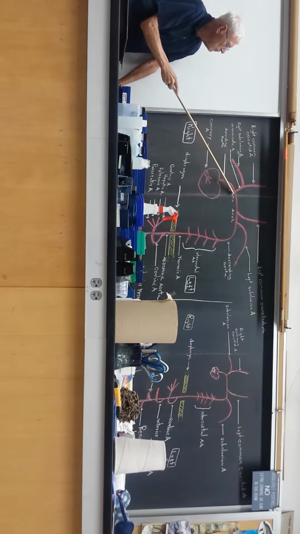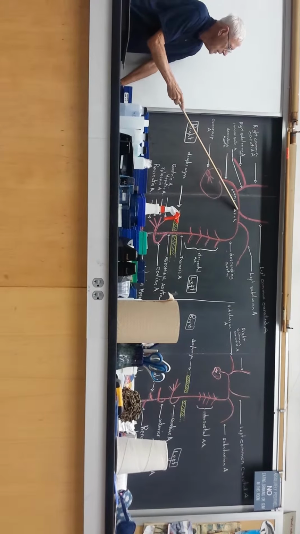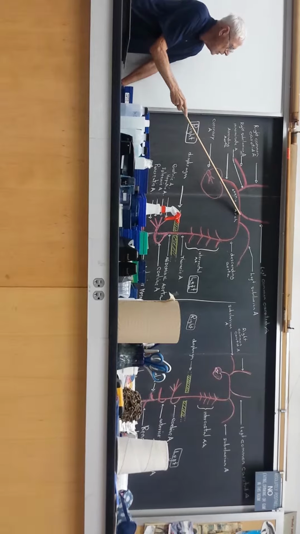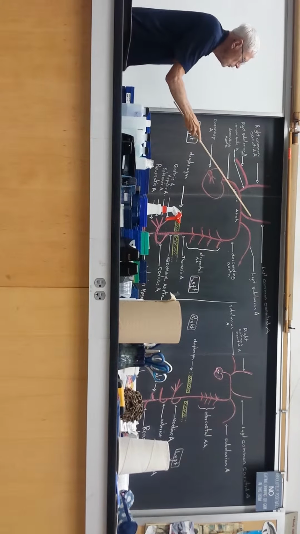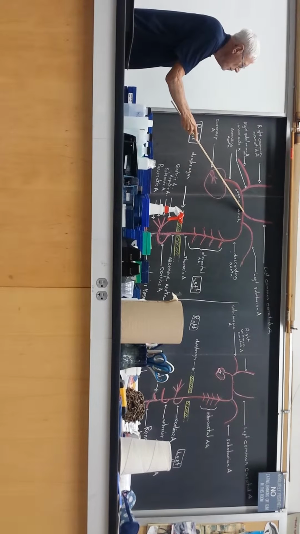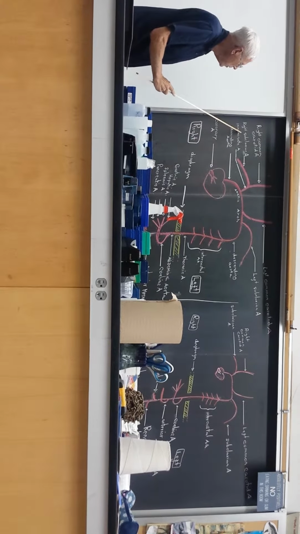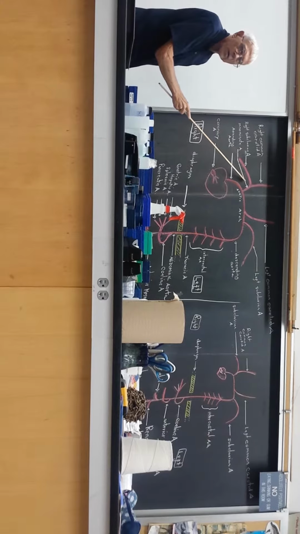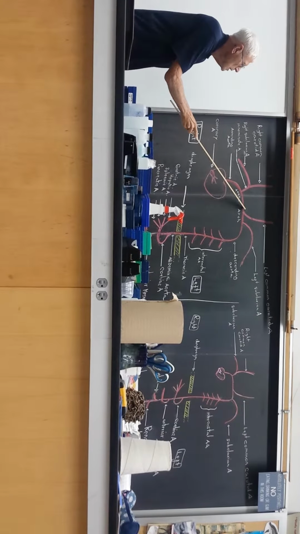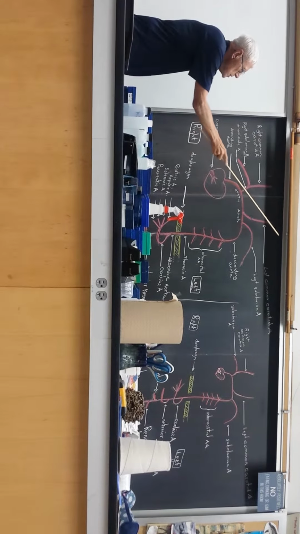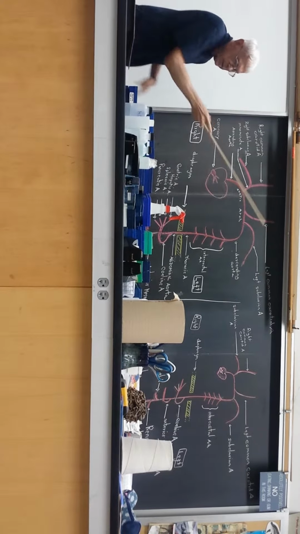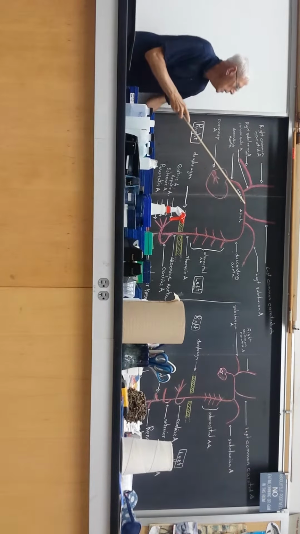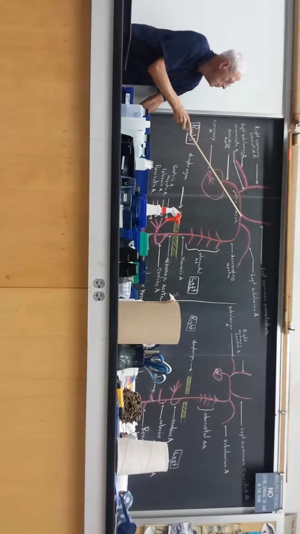Now, the second vessel that comes off the aortic arch is the left common carotid, the common carotid artery. You don't have another innominate artery. There's only one, or a brachiocephalic artery. So this goes up and it breaks into an external carotid and an internal carotid. External carotid goes into the face, and the internal carotid goes to the brain.